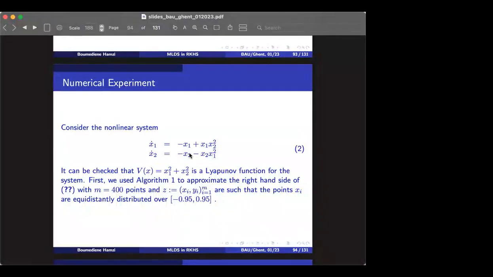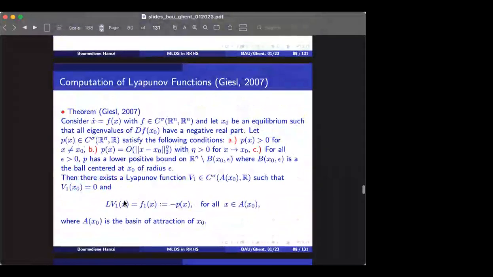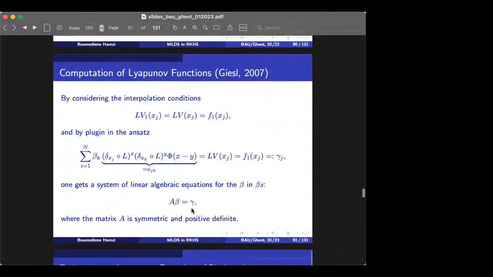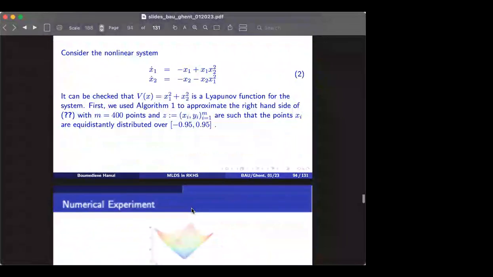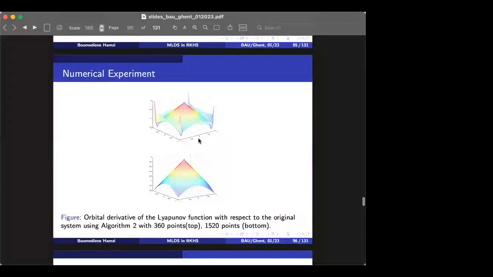We generate data, and we know that the true Lyapunov function is x1 squared plus x2 squared. So we also solve a PDE for the Lyapunov function, given by the following PDE: the orbital derivative LV1 is equal to minus P, with P some positive function. Here we use the norm of x squared. And then it works well. The method works quite well. That's an example of the Lyapunov function when we increase the number of points. And that's the orbital derivative. We see that it's negative, and it's decreasing.